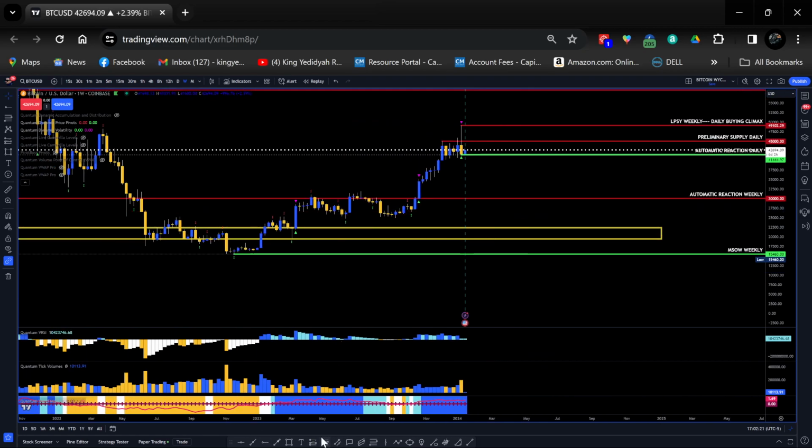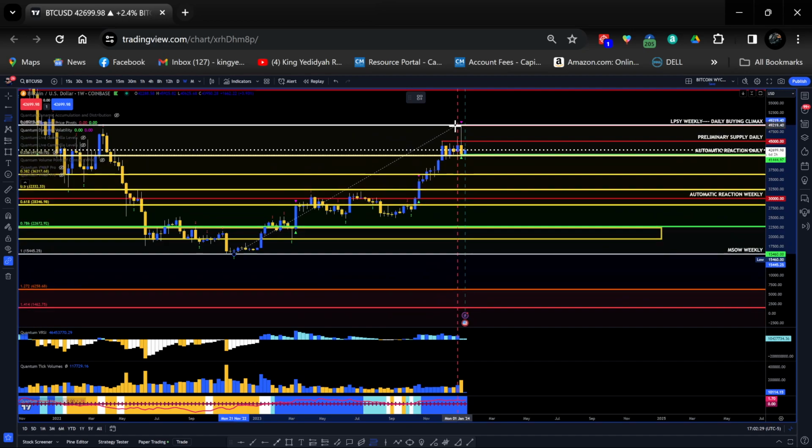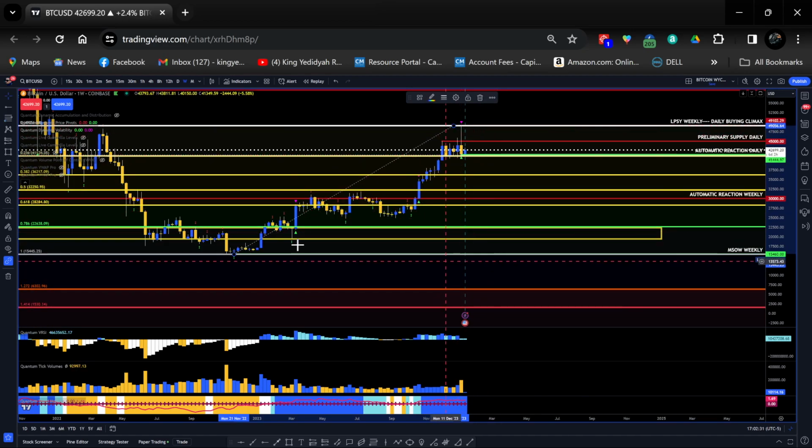Let me see something here. If we take, wait, no. Right, let's take a fib from here to the top. So 61% is here, 78. So basically a 78% retracement would be the retest. Am I using the fib right? That's how you pull it, from the bottom to the top, right? Yeah, there. Okay.